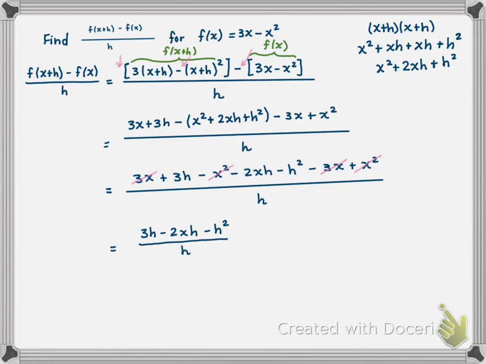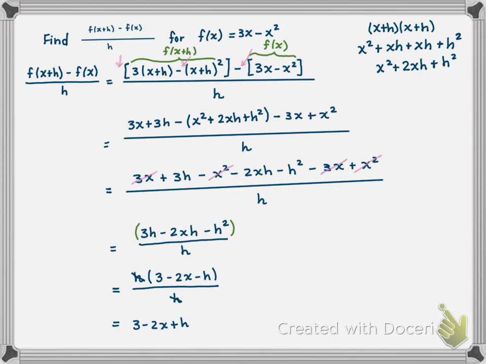At this point, there's a couple ways you can approach this. You can factor an h out of the top. I'll show it to you both ways. So remember that this is addition, subtraction. We put parentheses around it. So we can factor out an h. And then that h cancels. So we end up with 3 minus 2x minus h.